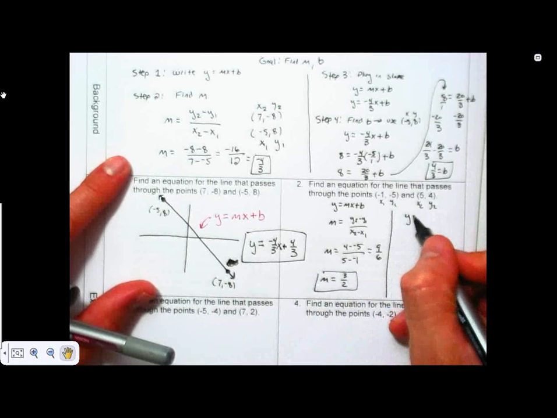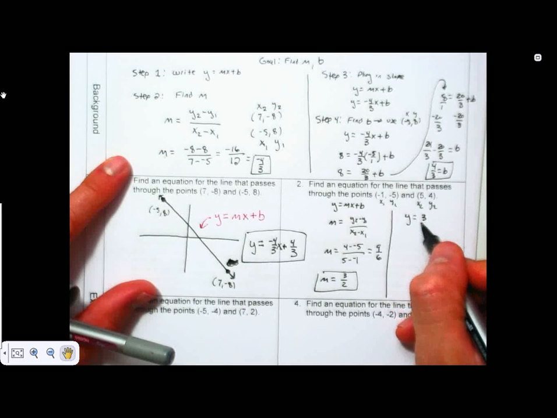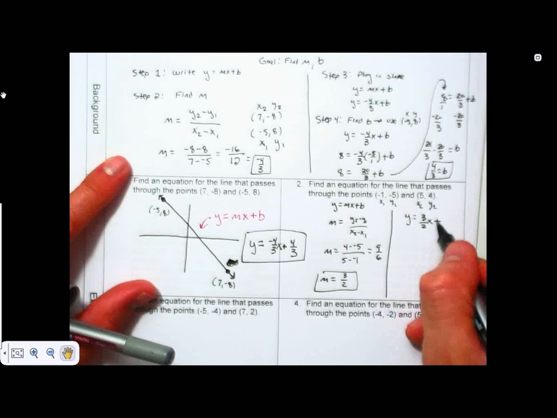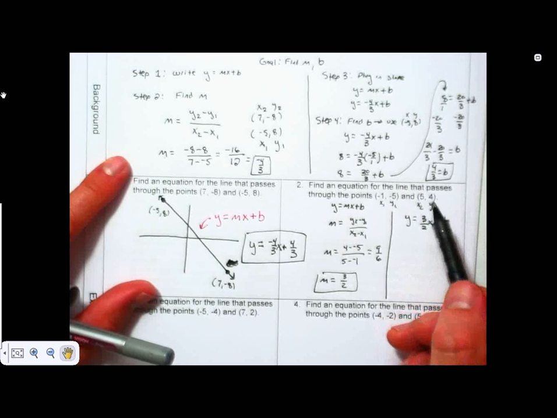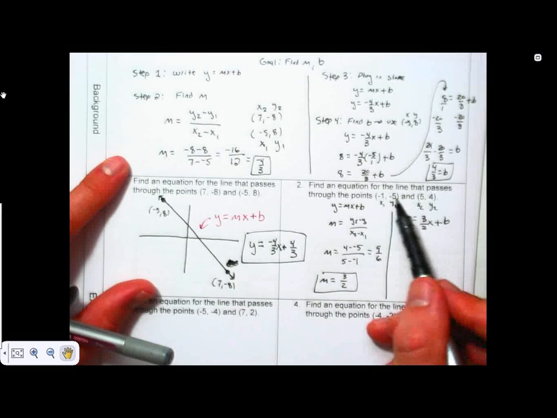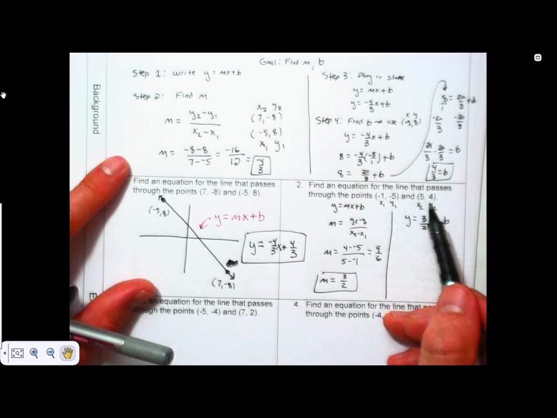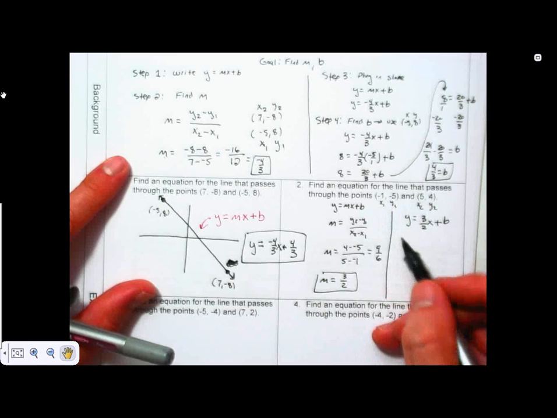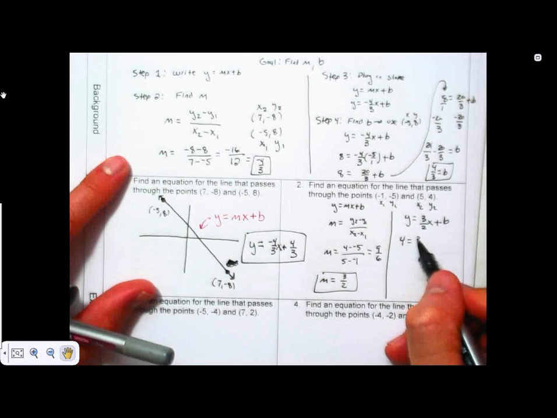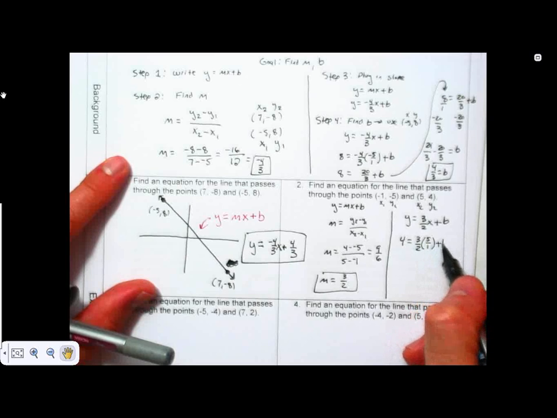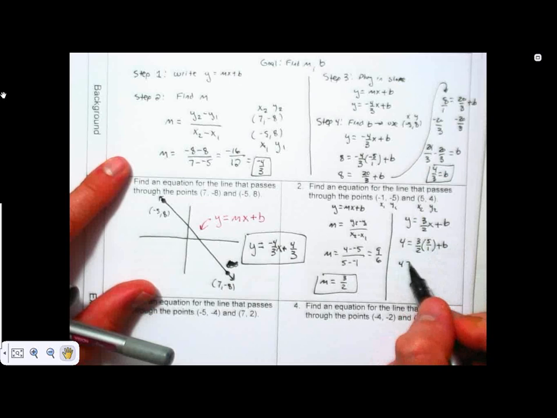The next step is to plug in that m value. That would give us y = 3/2 x + b. Now I'm going to plug in an x value and y value that's a solution to the equation. I could plug in (-1, -5) or (5, 4). I'm going to do the positives, so I'm going to plug 5 in for x and 4 in for y. That gives me 4 = 3/2 times 5/1 plus b, which is 4 = 15/2 + b. Well, 4 is the same as 4 over 1.